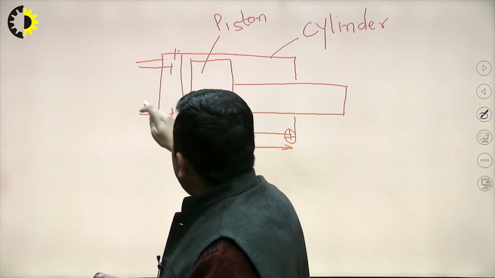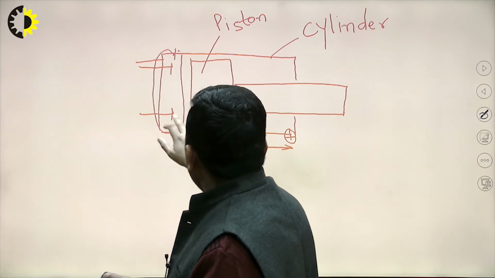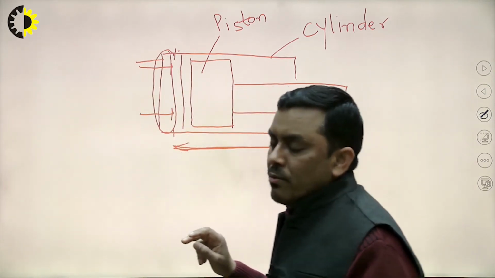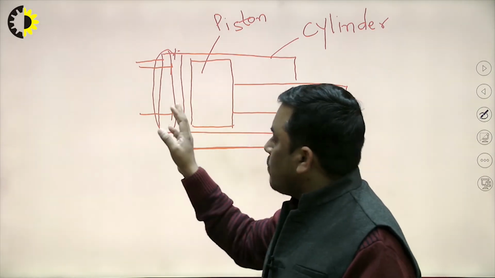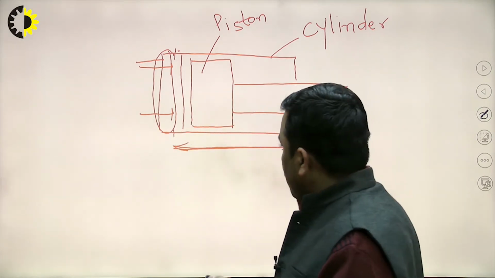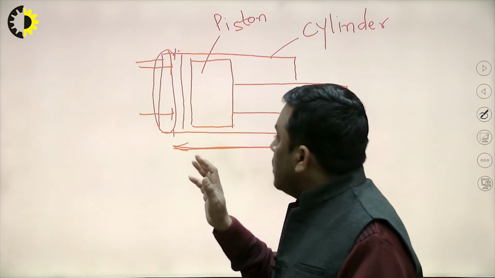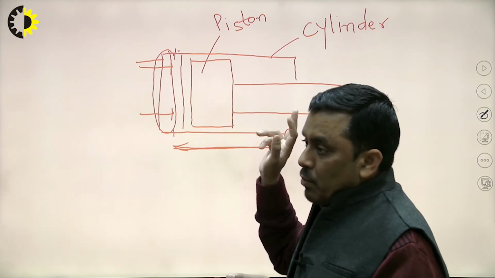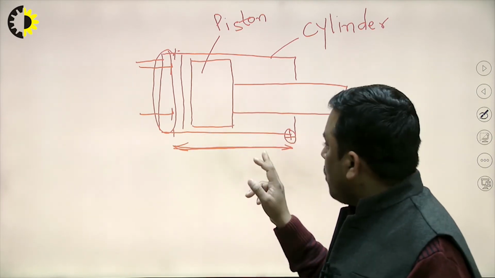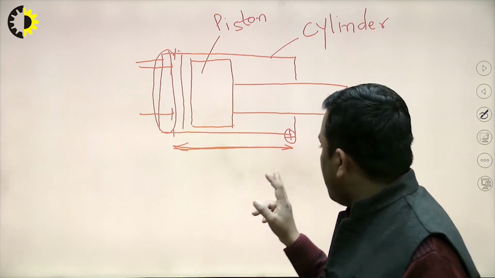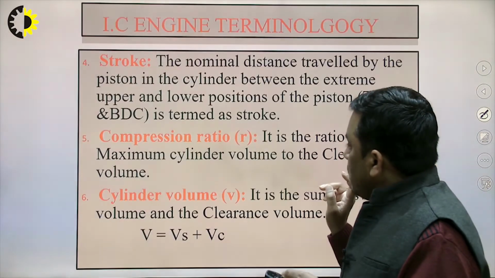Some volume of the cylinder has to be left. For what purpose? For the opening of valves, and for the compressed fluid. So that is known as clearance volume. So total cylinder volume is the sum of clearance volume as well as stroke volume.